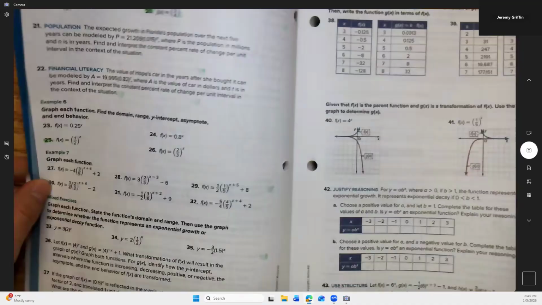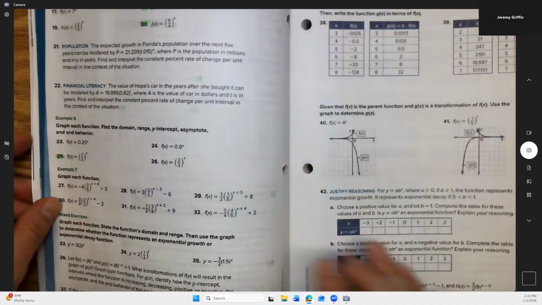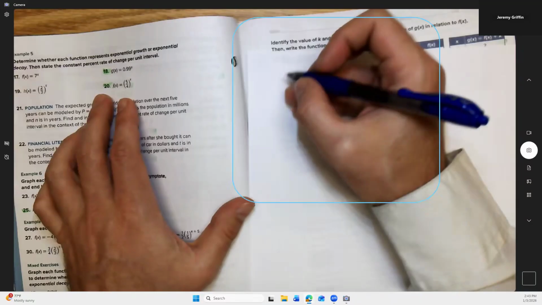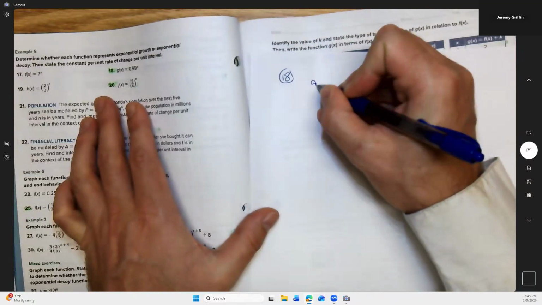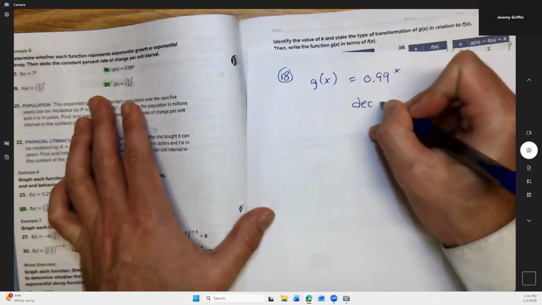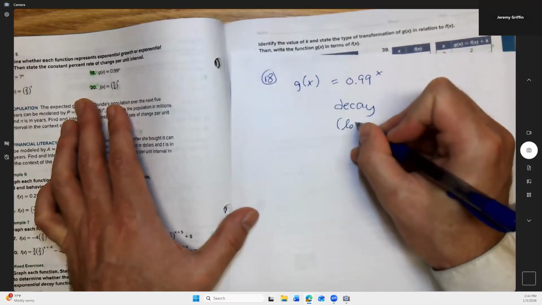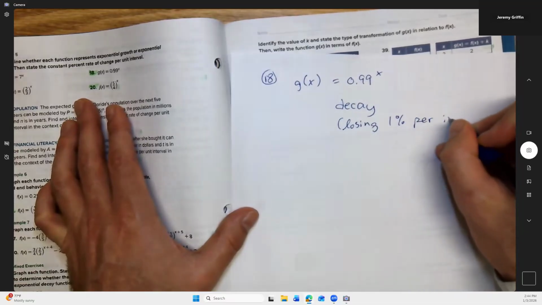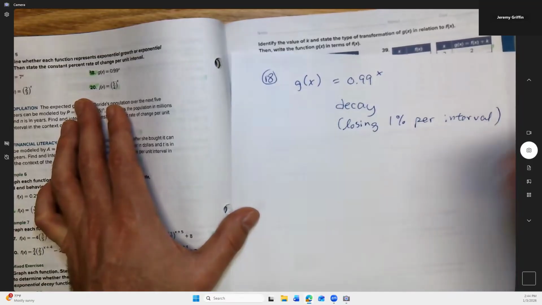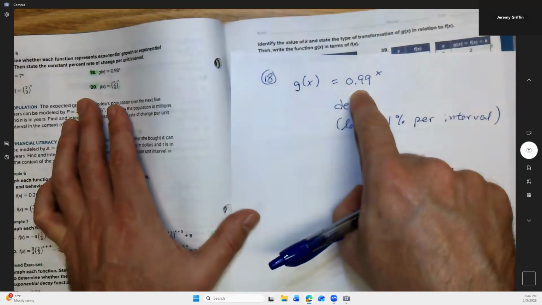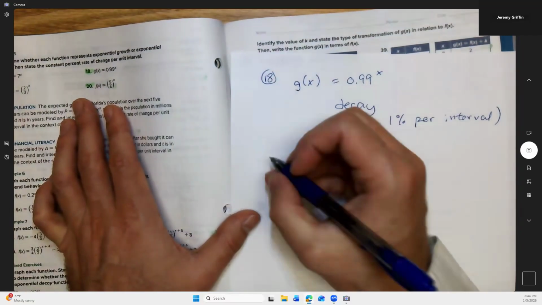Okay, let's do a few more here with you guys. These two we can knock out real fast. Are these exponential growth or exponential decay? Looking at g of x is 0.99 to the power of x. That's decay, right? We're losing or shrinking 1% per interval, could be every year or however much time, because 99% is 1% less than 100%.